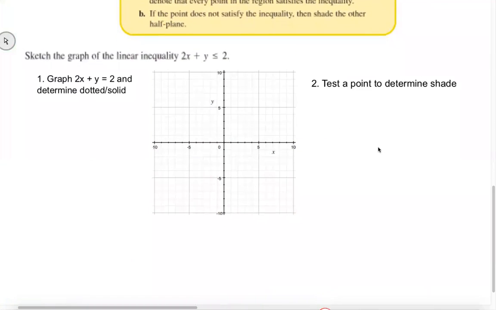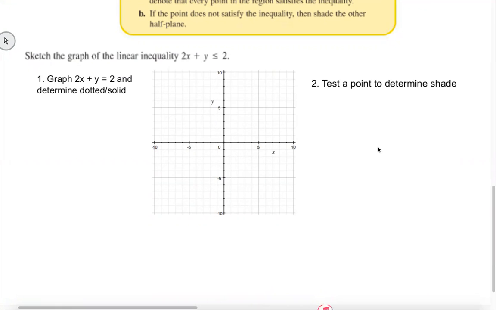So let's look at this one. We all have this one, right? All right, let's look at this problem. So when I'm graphing it, I'm actually graphing the line 2x plus y equals 2, right? That's what I'm actually trying to graph here.